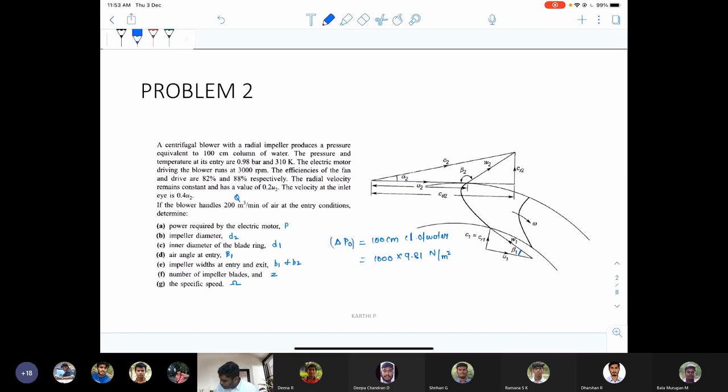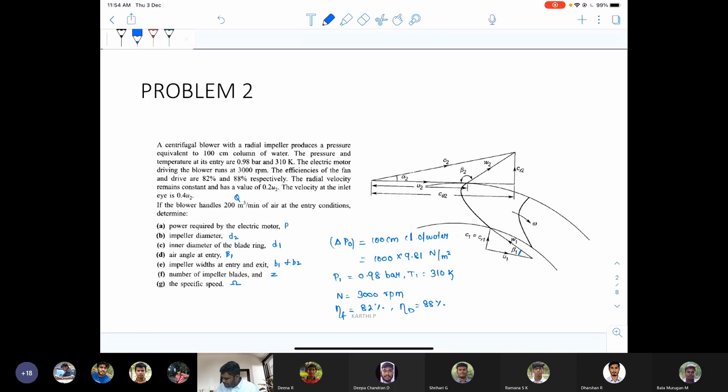Next, we have the pressure and temperature at the entry. Therefore, P1 is equal to 0.98 bar and T1 is equal to 310 Kelvin. The electric motor drives the blower and runs at N equal to 3000 RPM, and the efficiency of the fan is equal to 82% and the efficiency of the driver is equal to 88%.